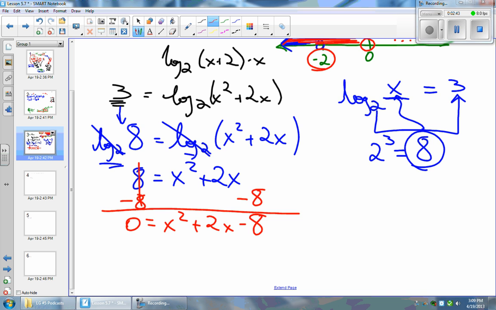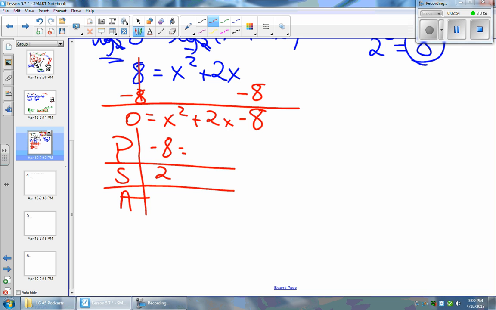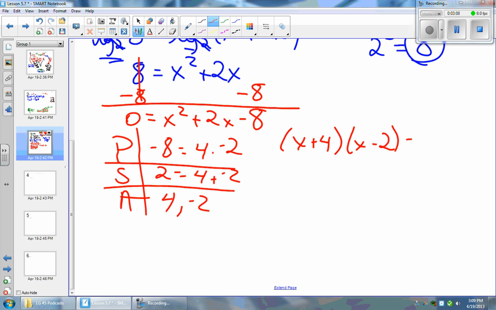Oh my goodness, holy smokes, we've got a trinomial, so guess what? Yep, PSA. All right. Okay, this is minus 8. That is 2. The answer is, of course, 4 times negative 2. 4 plus negative 2 works. And of course, our answer would be 4 and negative 2. So, (x plus 4)(x minus 2), all nice and factored. That means your x values can equal minus 4 or, right? Oops, I put 2 negatives there. Sorry. There we go. X equals minus 4 or x equals positive 2.